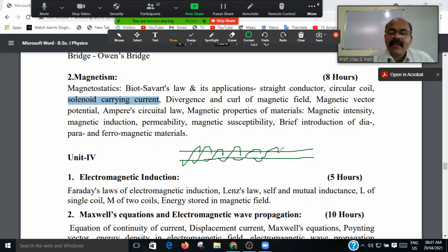Just see, there is the insulator at the center. It may be wood or plastic, and on it we wound a uniform insulating wire.